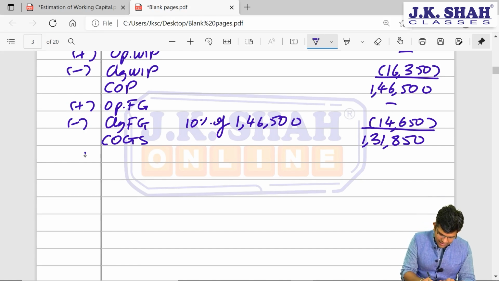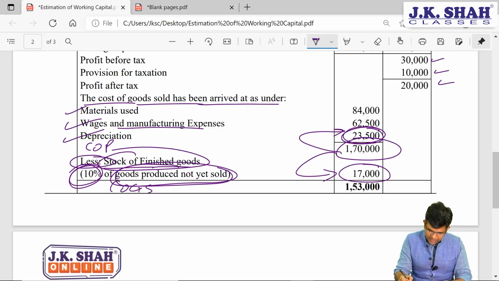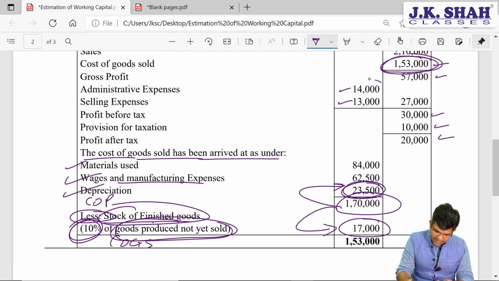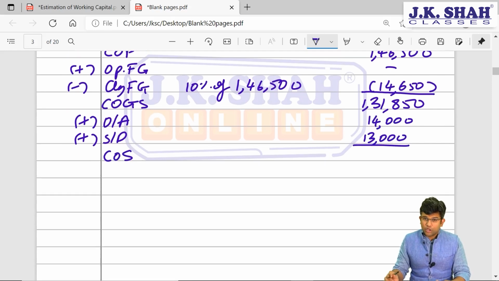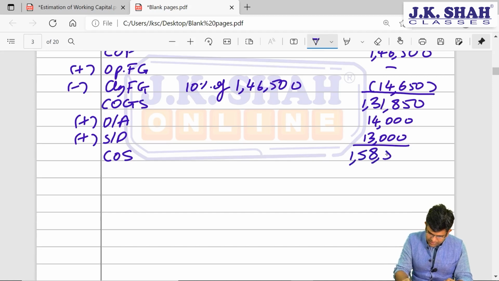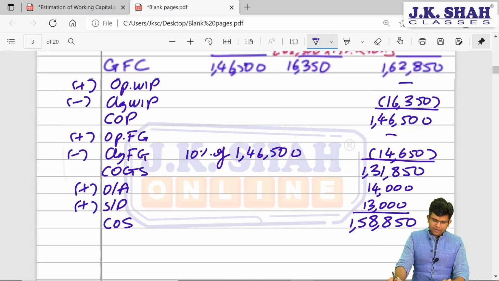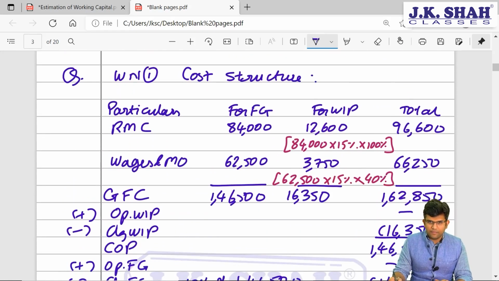In that, children, we add the office admin overheads, we add the selling distribution overheads, which are given to you in the question as 14,000 and 13,000. Correct? You can see that 14,000 and 13,000. So I'll write down here 14,000, I'll write down here 13,000, and what we get will be your final cost of sales. So 131,850 plus 14,000 plus 13,000. So this will, children, come to 1,58,850. So with that, we complete the cost structure. Correct? We complete the cost structure.